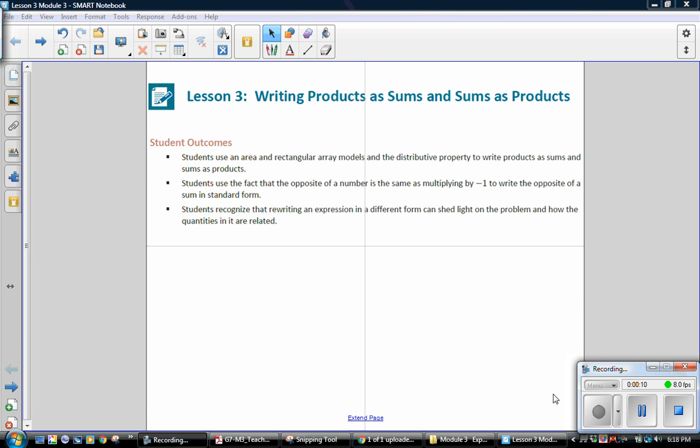Students use an area and rectangular array models and the distributive property to write products as sums and sums as products. Students use the fact that the opposite of a number is the same as multiplying by -1 to write the opposite of a sum in standard form. Students recognize that rewriting an expression in a different form can shed light on the problem and how the quantities in it are related.